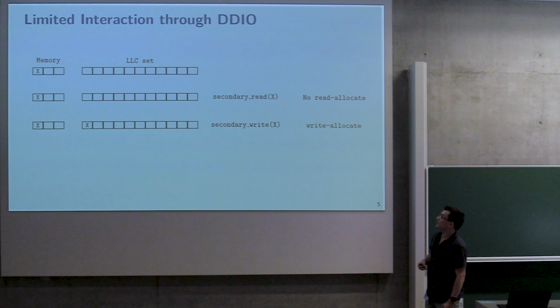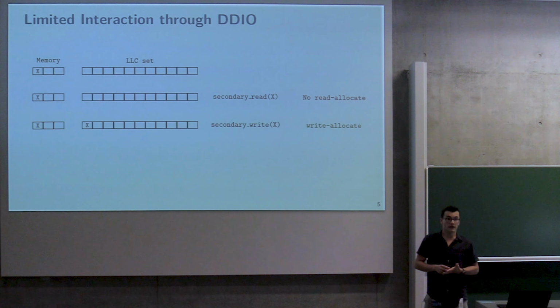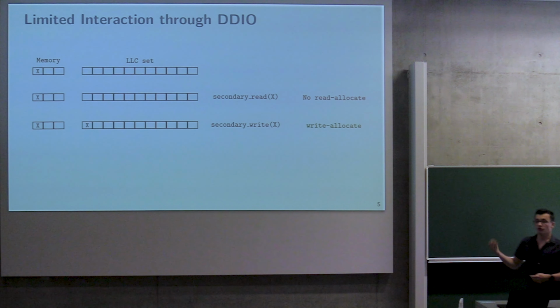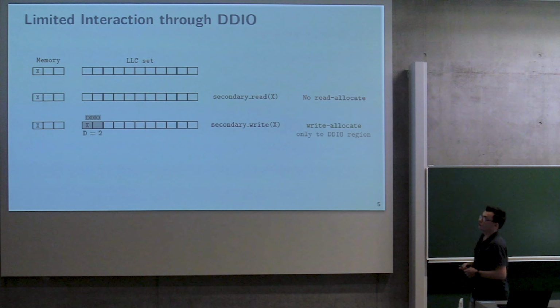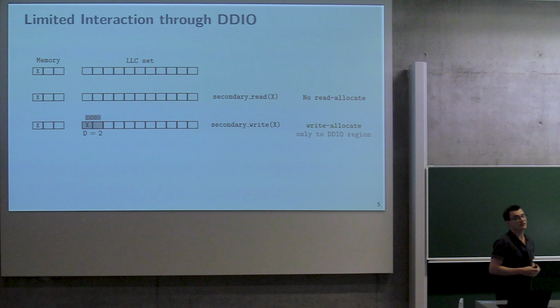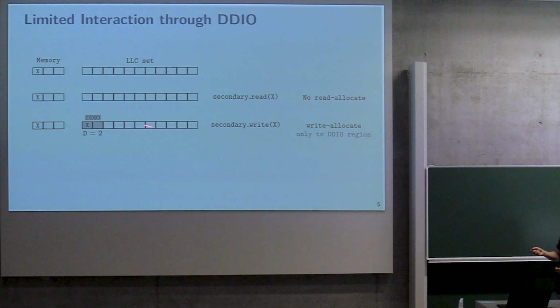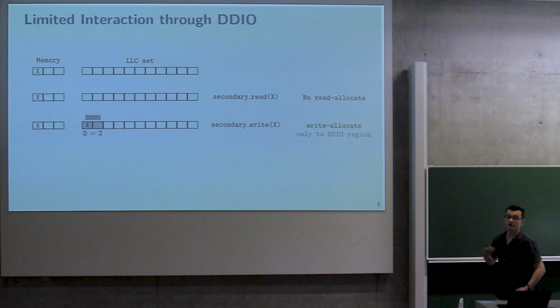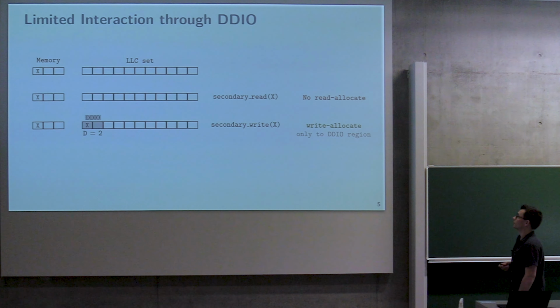If, on the other hand, the secondary device performs a write, then, of course, the write gets through to memory, but then we do see that the line gets cached in the LLC, but only in a certain small sub-region of it. And this is also being a second-class citizen. All the DDIO traffic is limited to, by default, two ways, which we call the DDIO ways. And this is to ensure that the performance of the CPU is preserved if you have a secondary device that's generating a lot of traffic there.